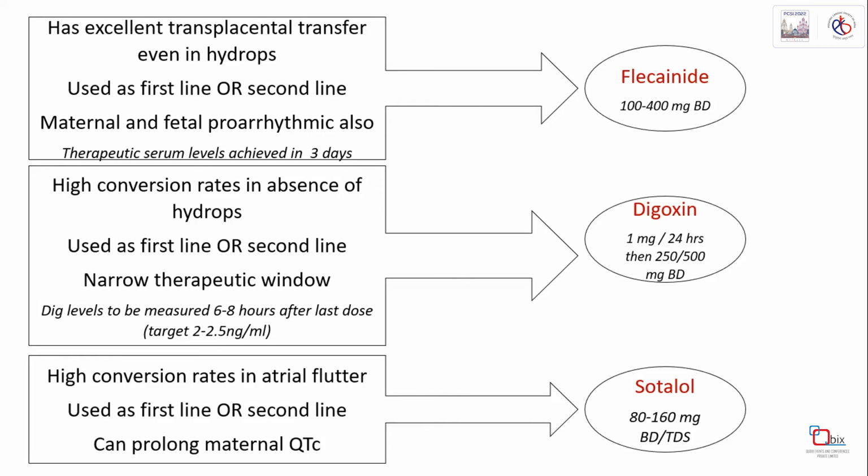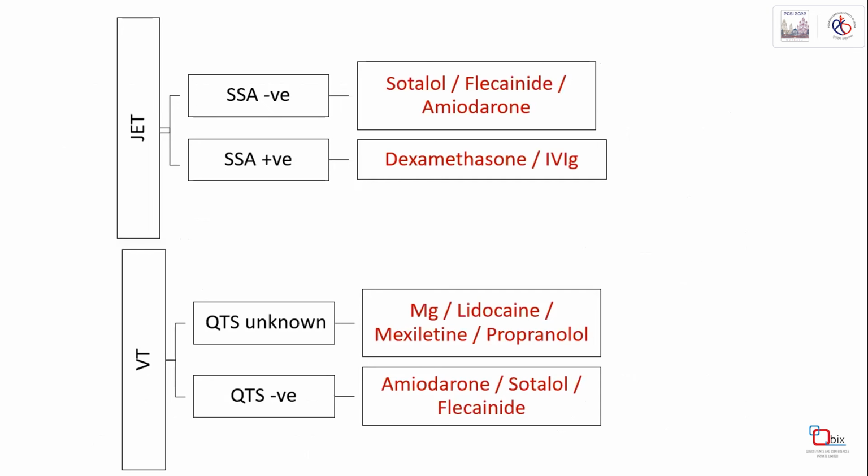Remember, before starting any maternal treatment, the mother needs to undergo investigations in terms of renal function, electrolytes, calcium, etc. Maternal ECG needs to be repeated every time a new drug is added or the dose of the medication is increased. For junctional and ventricular ectopic, we have other antiarrhythmics, including amiodarone, and also when the mother is SSA positive, the use of dexamethasone and IVIG is described.